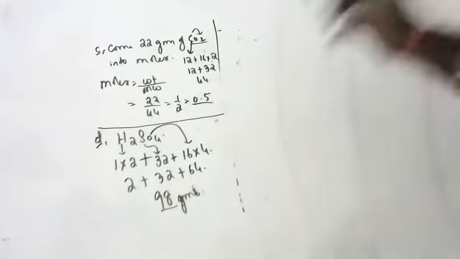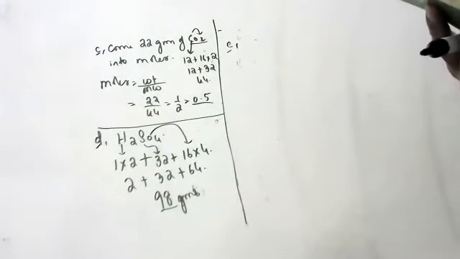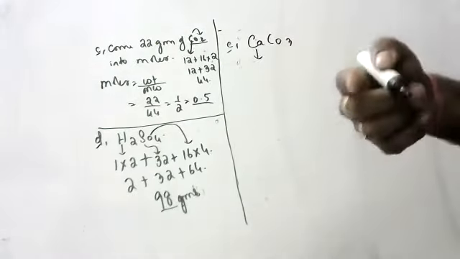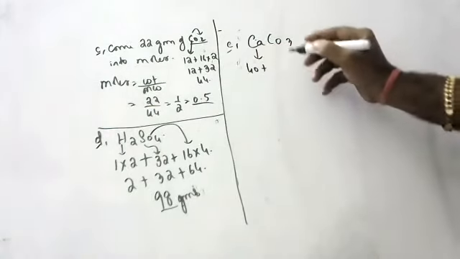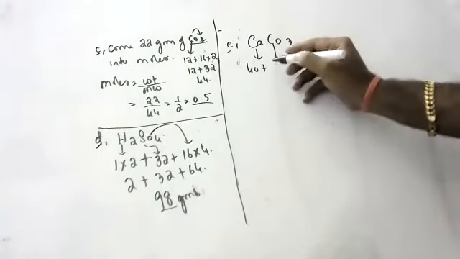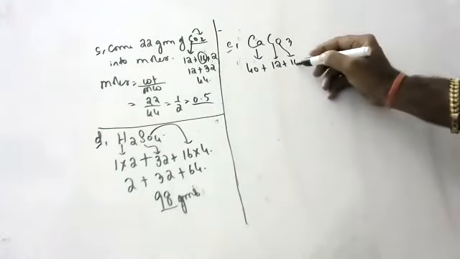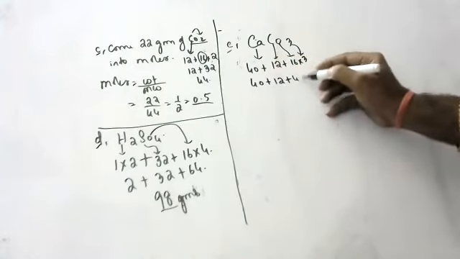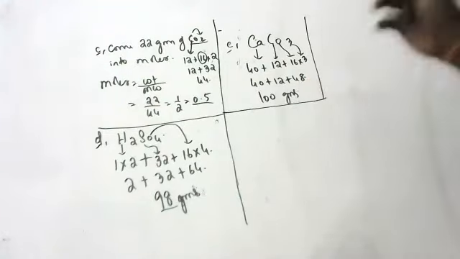Next. Varsha, can you tell me the molecular weight of calcium carbonate? I will help you. Calcium weight is 40. Carbon is 12. Oxygen is 16 into 3, because there are 3. So 40 plus 12 plus 48 is 100 grams. Okay.